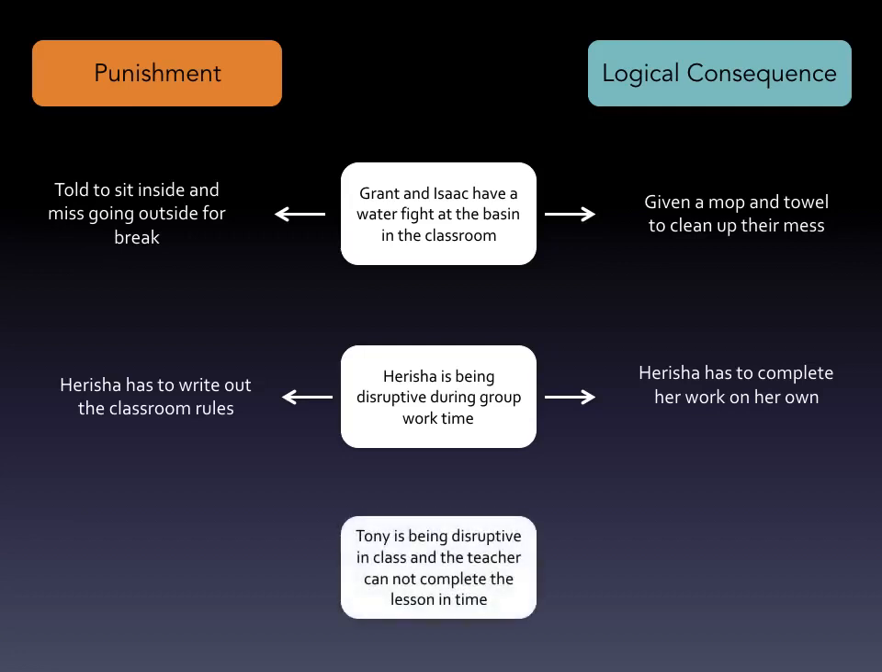And the last scenario is that Tony is being disruptive in class, and the teacher cannot complete their lesson in time. A common punishment for this behavior would be to send Tony out of the class to sit in the hallway, or go to the office. It is a quick solution to getting the class focused again. However, the learner is going to become more resentful.